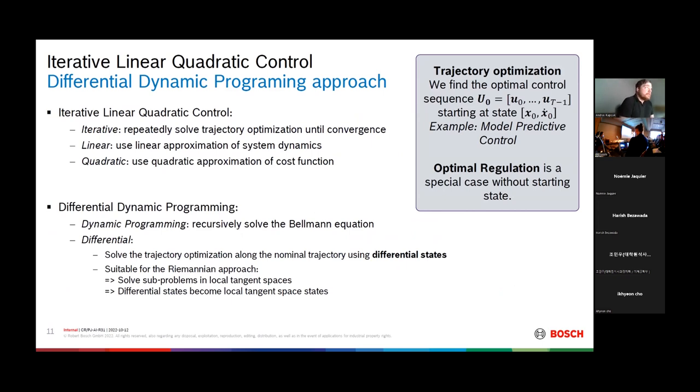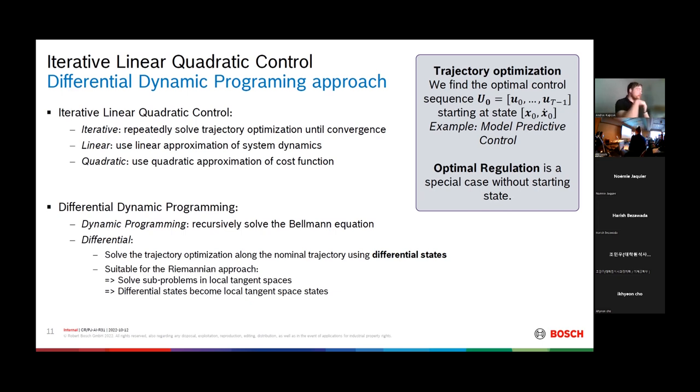As a disclaimer, we're going to focus on trajectory optimization, which means that we want to find the optimal control sequence given my current state. This is very similar, or even identical, to what model predictive control is achieving. We won't focus on the optimal regulation problem or optimal feedback control design, but these techniques probably are applicable there too. We're going to focus on iterative linear quadratic control, and we're going to use the differential dynamic programming approach to solve it. So what is iterative linear quadratic control?